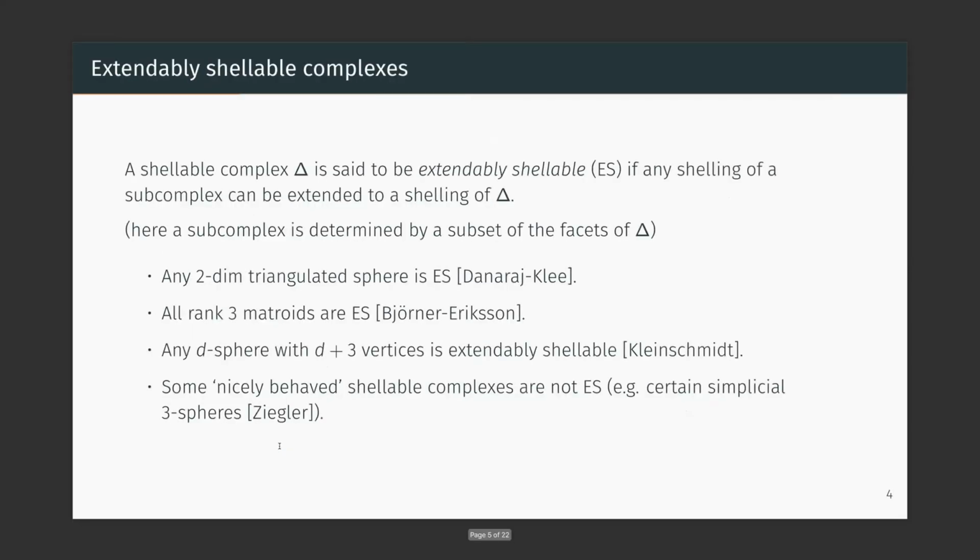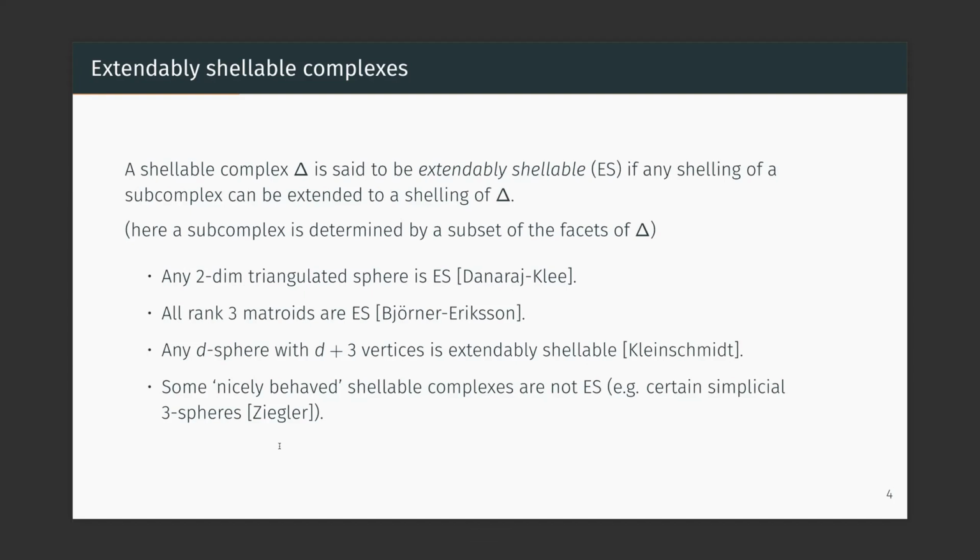So that motivates this definition: we'll say a shellable complex is extendably shellable if any shelling of a subcomplex can be extended to a shelling of delta. What I mean by a subcomplex here is just a subset of the facets. You've given me a shellable complex delta, and I can ask, if you start the shelling in a certain way, can I always finish it to a shelling of delta? And much less is known about extendably shellable complexes, I would say.